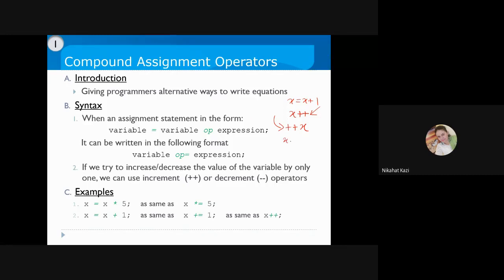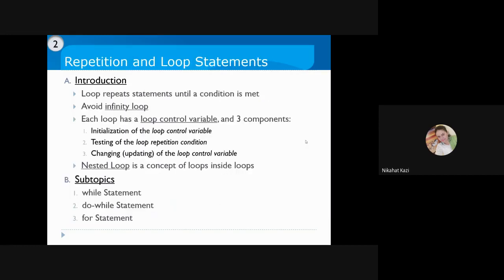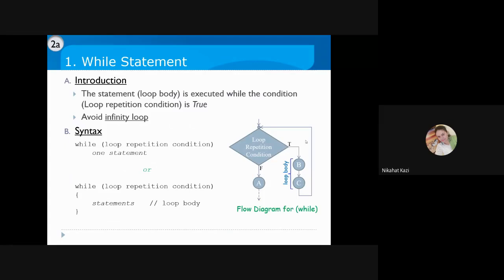Similarly you have x minus minus and minus minus x, that is the post-decrement and the pre-decrement. If you want to write the statement x is equal to x minus 1, you will make use of these operators, minus minus, pre or post. This is about the compound assignment and the increment decrement operators. Next are the loops. We'll start with the while loop.